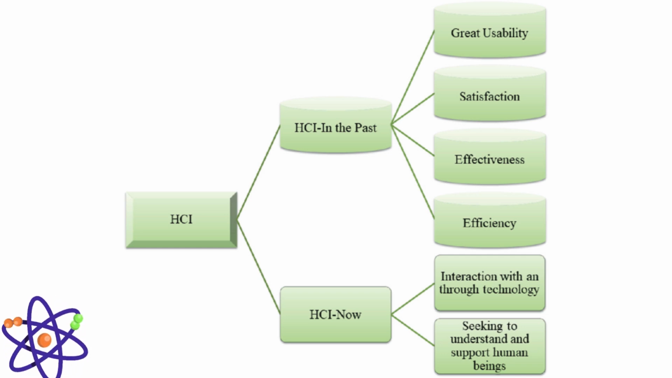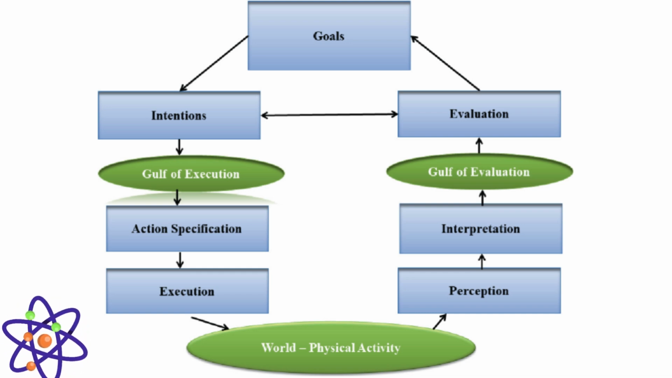Effectiveness is the accuracy and completeness with which users achieve their intended goals. A highly effective system ensures that users can successfully perform their tasks without errors. Satisfaction measures the user's comfort and positive attitudes towards the system. A satisfying system is enjoyable to use and meets or exceeds user expectations.